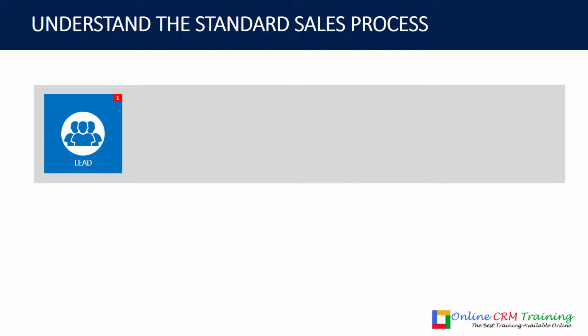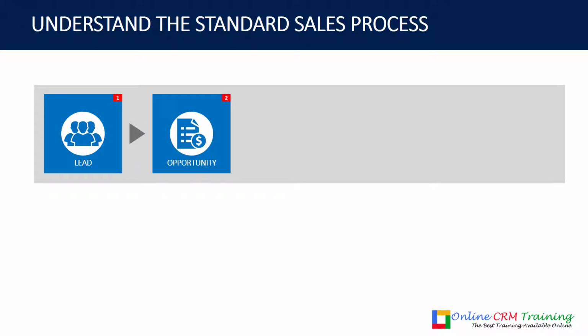The first thing is lead, right? That's the number one step, where in case you meet somebody or you get some information that people are looking for your product or services, then you need to create them as leads. Right? So first step is lead. After that, you need to convert them into an opportunity, right?